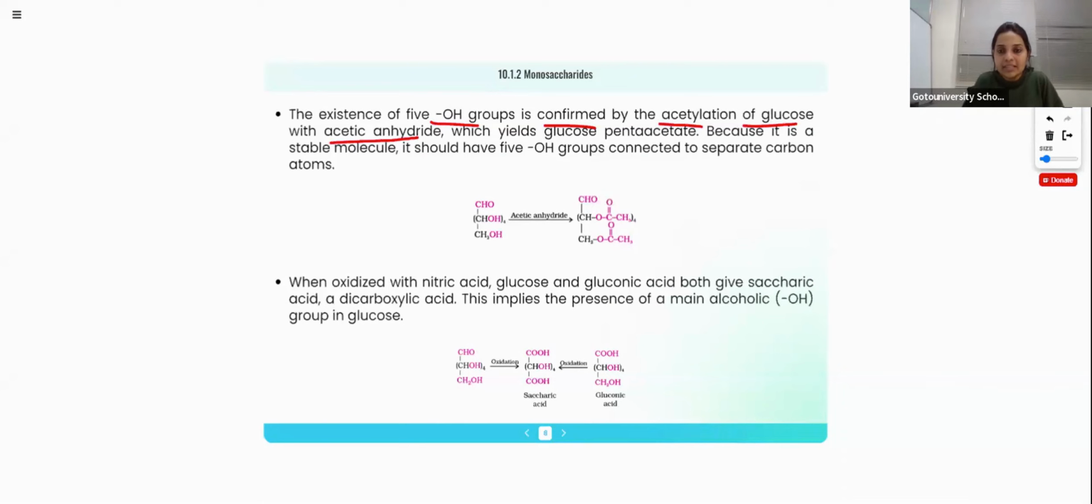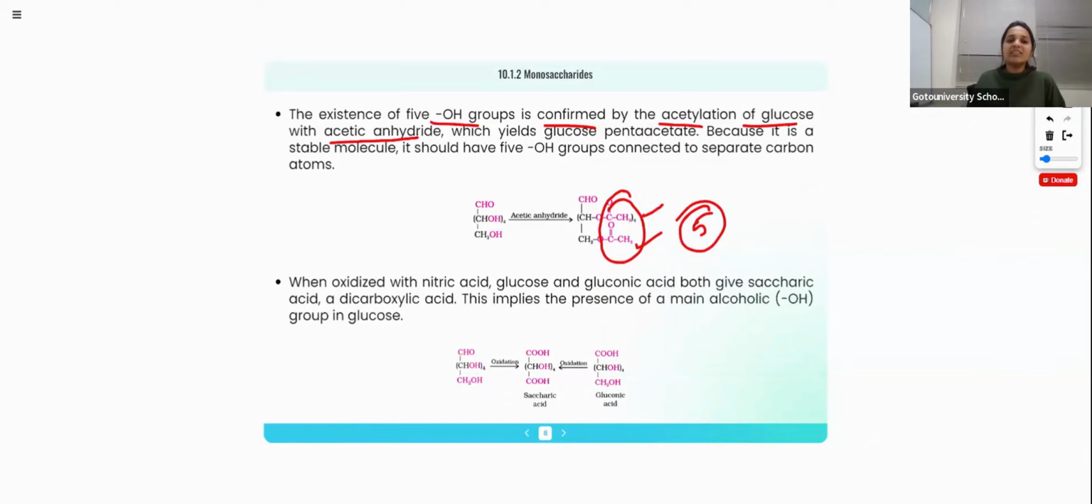Got it? Here see 4 OCOCH3, here 1. Total 5 groups are produced. It means the alcoholic OH groups are converting into these acetate groups, this 4 and this 1. It means there are 5 OH groups.